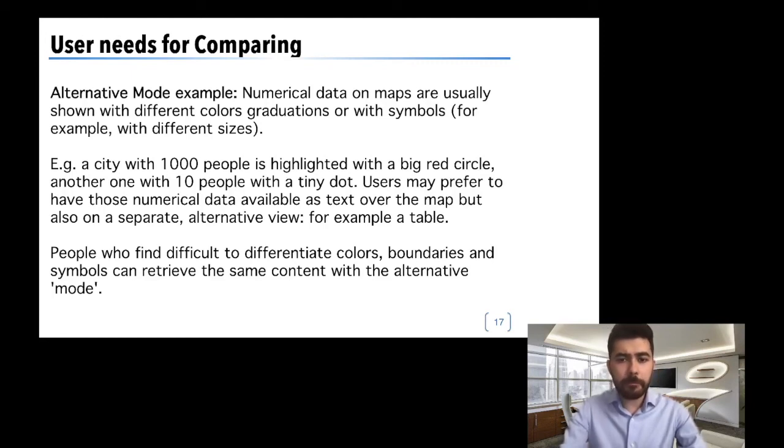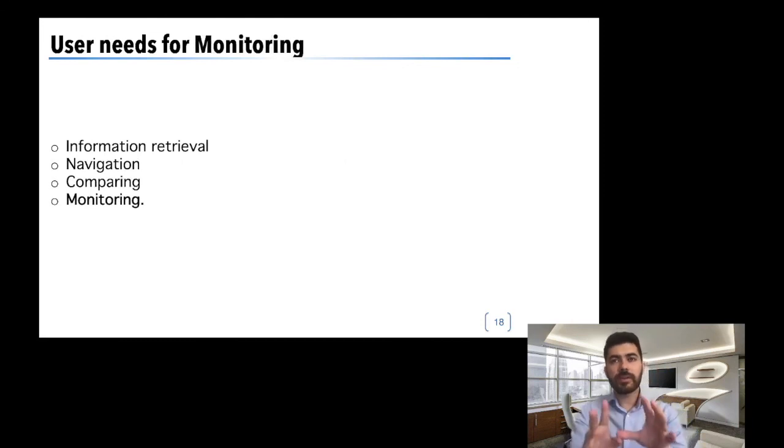Not every user may prefer or may be able to spot differences. And so people who find it difficult to differentiate colors, boundaries, and symbols can retrieve the same data using an alternative mode, for example a table. And so it's very important to provide both data views and let the user decide which one to use according to their needs.